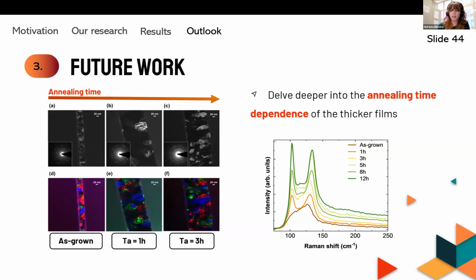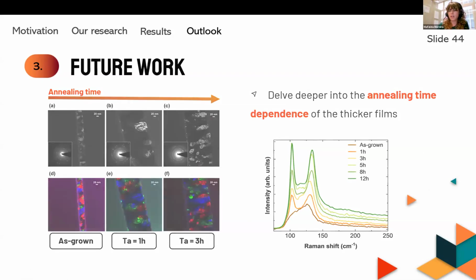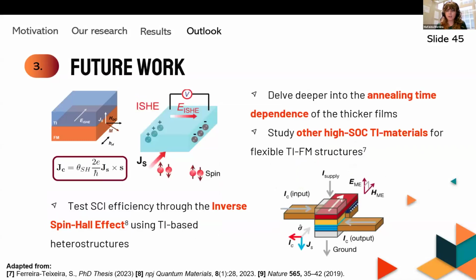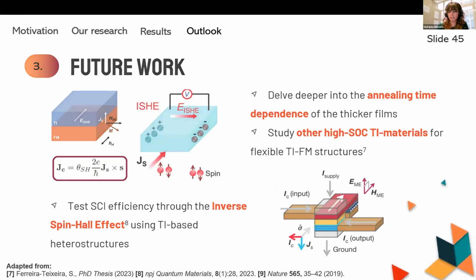We already have some structural results from transmission electron microscopy, which is what you see here on the left, and Raman spectroscopy, but we will be conducting a more thorough study on this end as well. And then also applying this to other TI materials to see if the study is reproducible, and testing their efficiency for these spintronic effects by building TI-based heterostructures and devices. So these will be all goals that I'll be pursuing throughout my PhD.